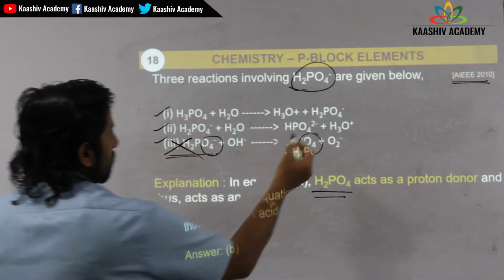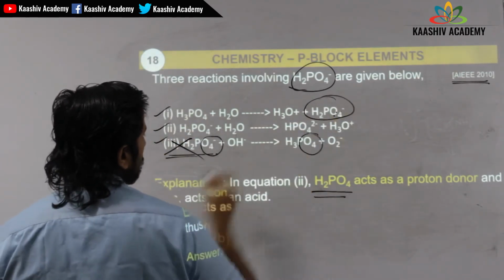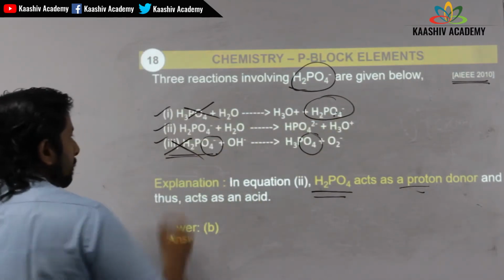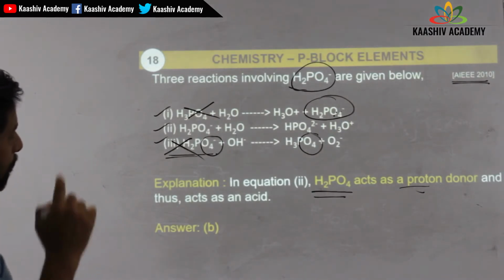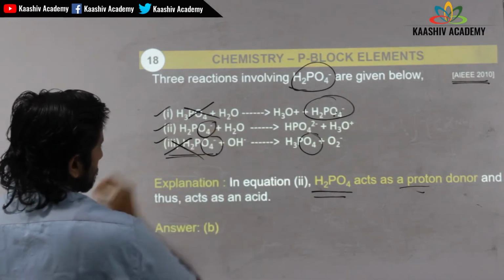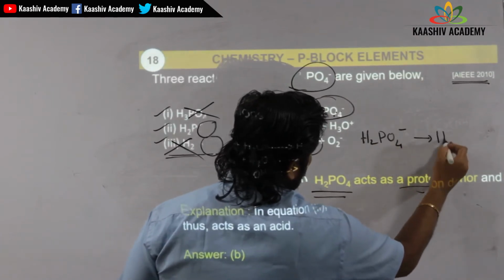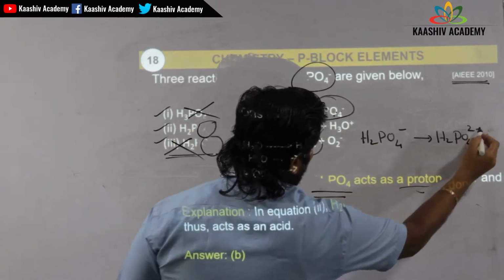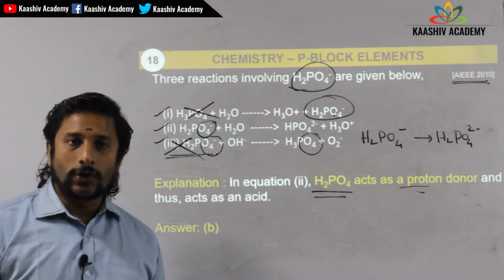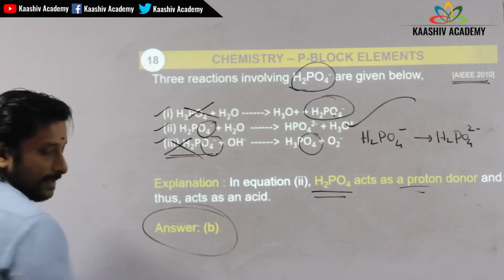Over here H2PO4 became a product. So it didn't lose a proton. So proton donor, no. This one is not the answer. Maybe option B can be the answer. Let's see. Over here, I have H2PO4 minus becoming HPO4 2-. It loses a proton, so it is a proton donor. So obviously the answer should be the second one. Option B is the answer.